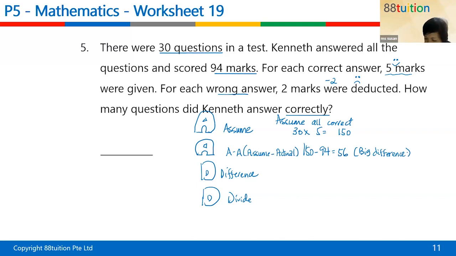Okay, and then I want to find the small difference. Now, if you get one question correct, you get your 5 marks. But if you have your question wrong, you lose your 2 marks. So if you answer one question wrong, you are going to lose out 7 marks because instead of earning 5, you lose 2. So for the difference, I must add both of them because the direction is different. Okay, so this is called the small difference.